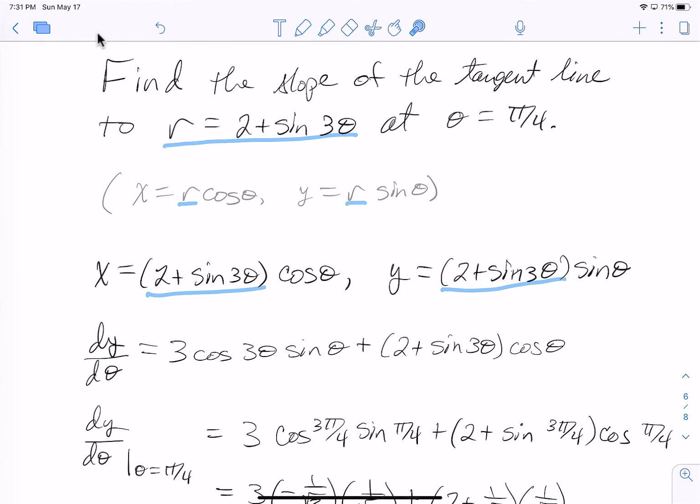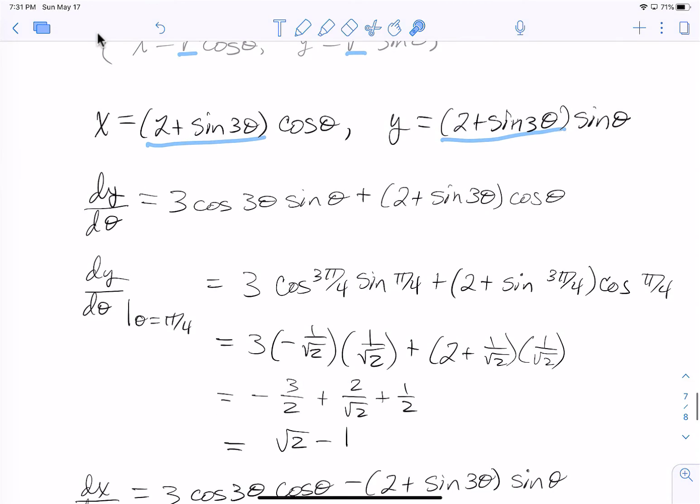Well, I do hope you had fun. dy/dθ is going to be 3 cosine of 3 theta times the sine of theta plus the quantity of 2 plus the sine of 3 theta times the cosine of theta. Substituting pi over 4 in place of theta is going to give us 3 pi over 4 everywhere we see a 3 theta, and pi over 4, of course, where we see theta. Since the cosine of 3 pi over 4 is negative 1 over the square root of 2, and the sine of pi over 4, the sine of 3 pi over 4, and the cosine of pi over 4 are all 1 over the square root of 2, we see those numbers showing up here.